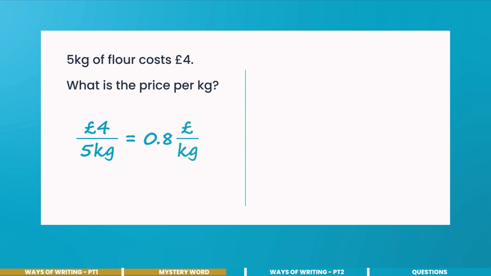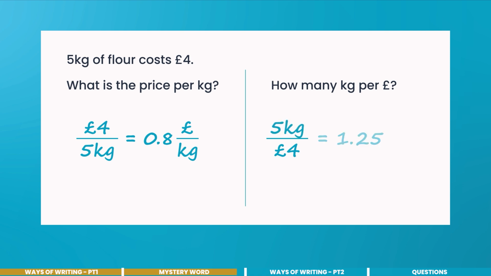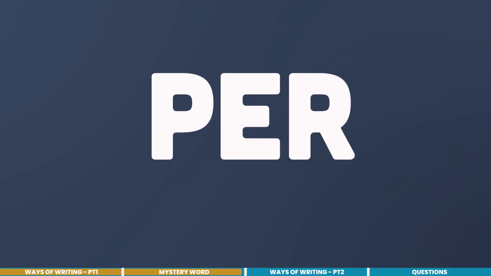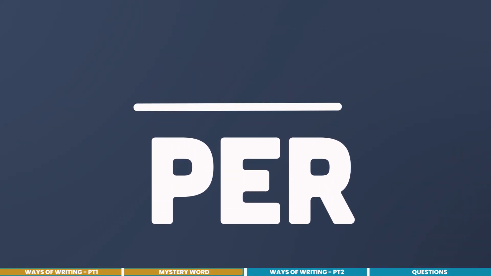If the question has the same information but asks how many kilograms per pound, we have per pound, so the pound goes on the bottom, which is £4, and the other number goes on the top, which is 5 kilograms. Therefore, we have 5/4, which simplifies to 1.25 kilograms per pound. So there you go. If you want perfect answers, look for the word per and put it on the bottom.